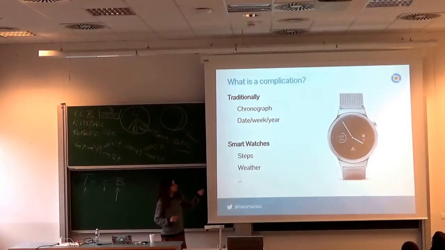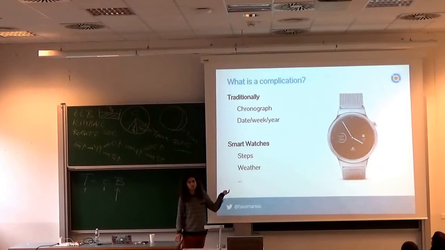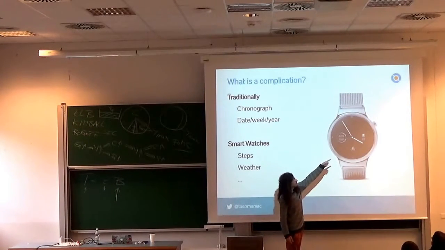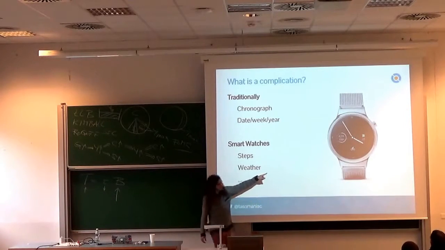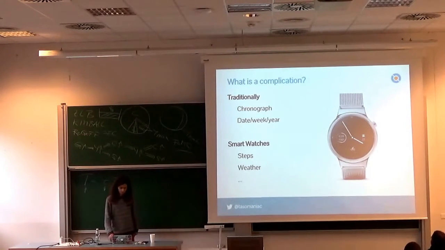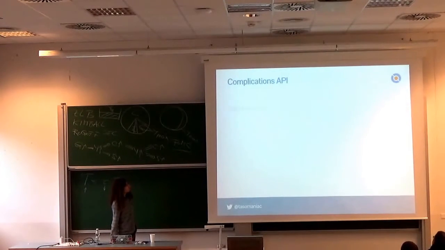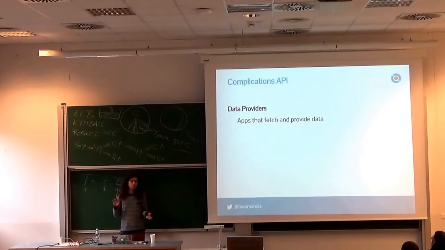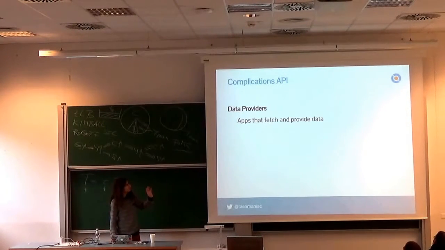So here's a simple example. This is the default watch face that is shipped with Android Wear 2. Here is the number of emails you have, the number of steps, and that is the activity in Google Fit. As you can imagine, the Complications API has two parts. One is the data providers, the applications that provide the data, and the other part is the watch faces.